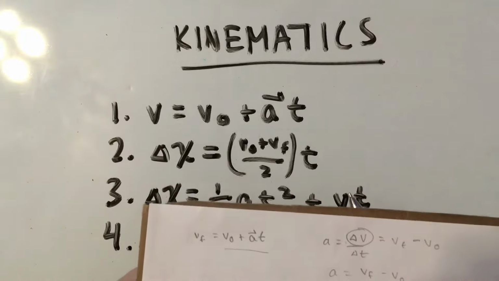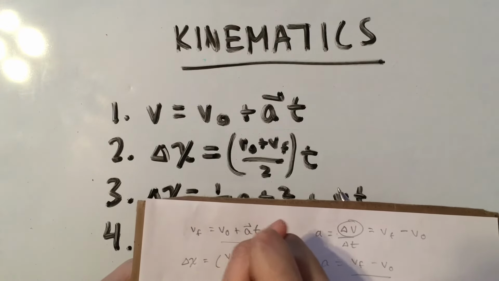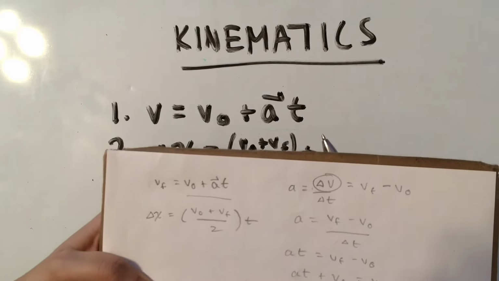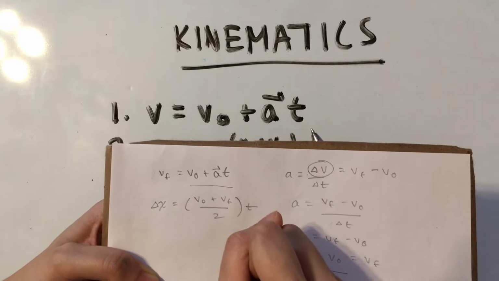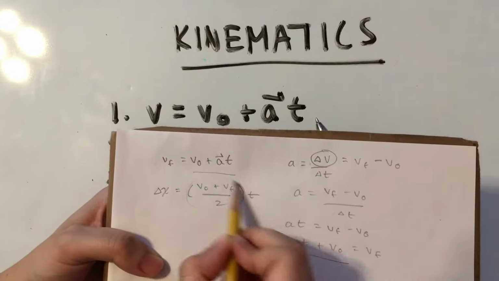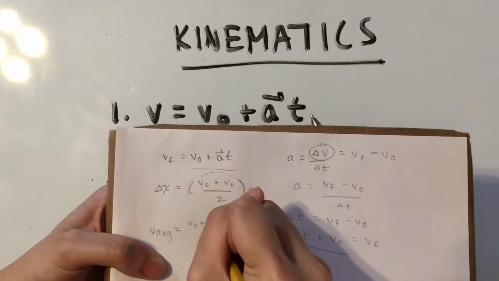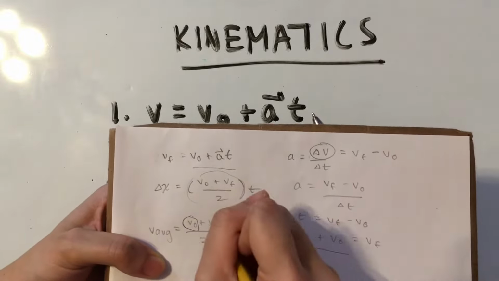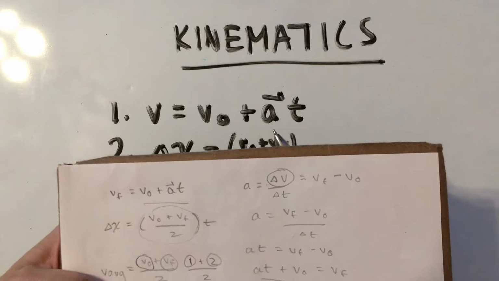Okay, so our second one is displacement, or delta x, which is change in position, equals v sub 0 plus v sub f over 2 times t. Well, we know that the average of two things is one thing plus another thing over 2. So this is basically equal to average velocity. So v average equals initial velocity plus final velocity over 2, because initial velocity is our first thing, final velocity is our second thing, and we're dividing by 2, which is the number of numbers that we have.